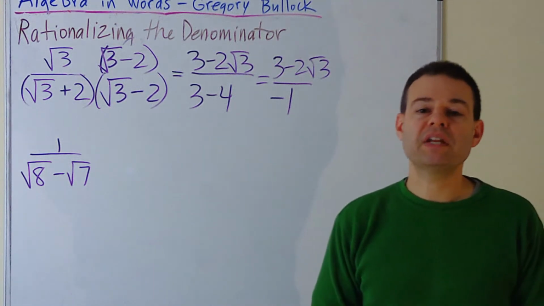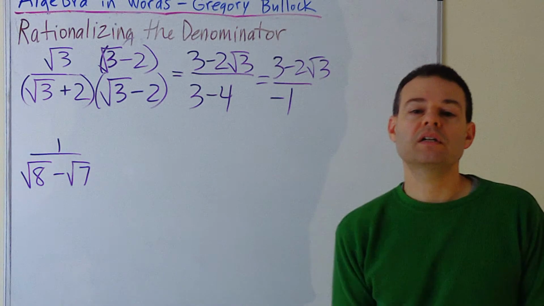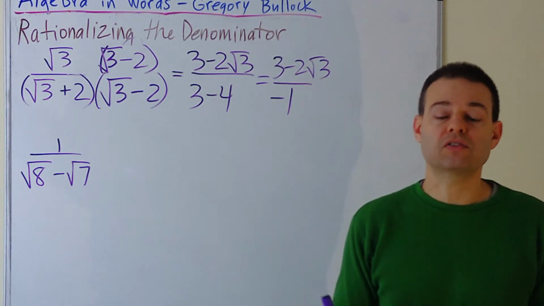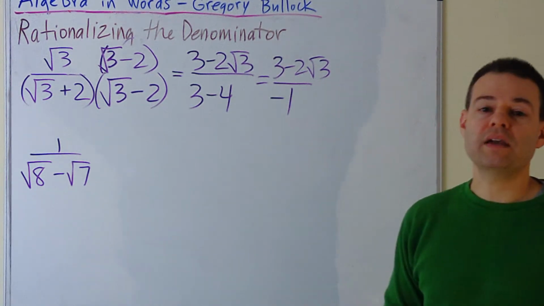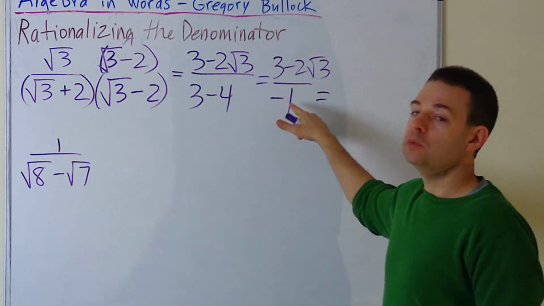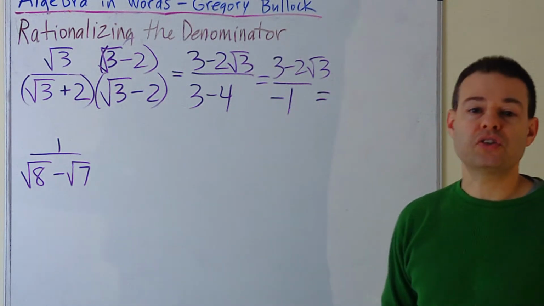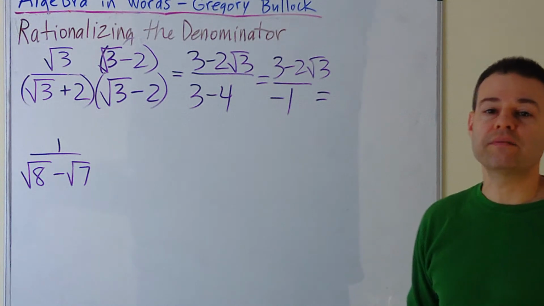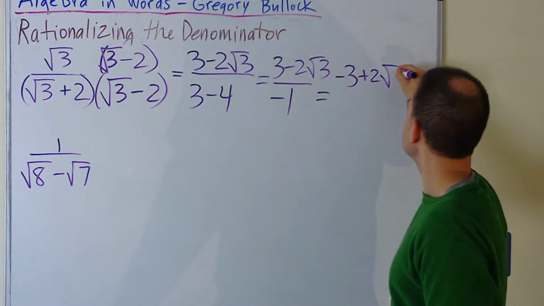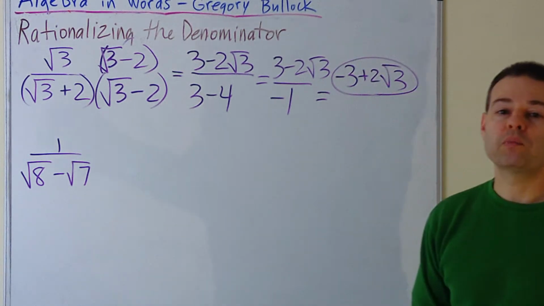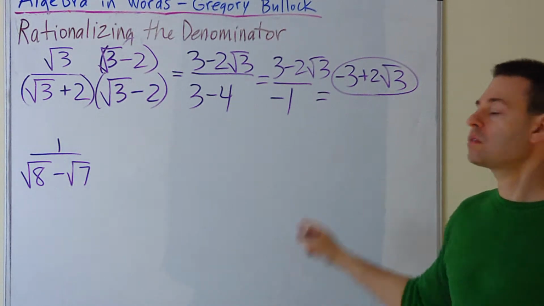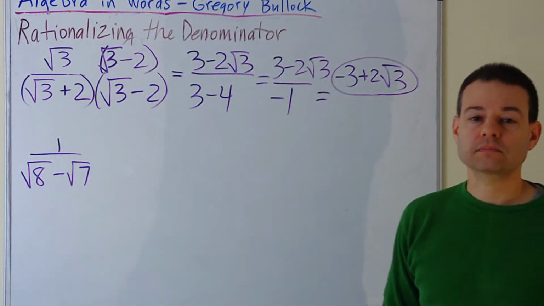Now since we only have a negative 1 in the denominator, we could clean this up by moving the negative up to the top and distributing it to each term. So the best way to answer this question and to leave this form is to move the negative up to the top and think of it as distributing it through and changing the sign of each. So negative 3 plus 2 square root of 3. And then we can get rid of the 1 in the bottom because anything over 1 is itself. So this is the best form of that answer.